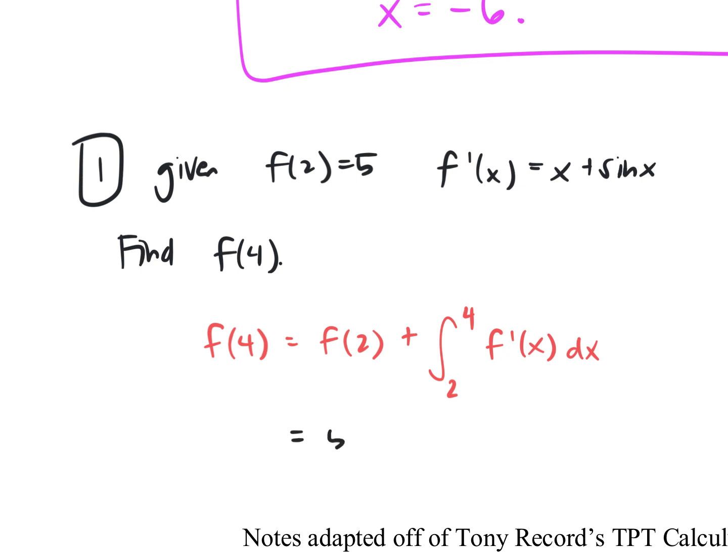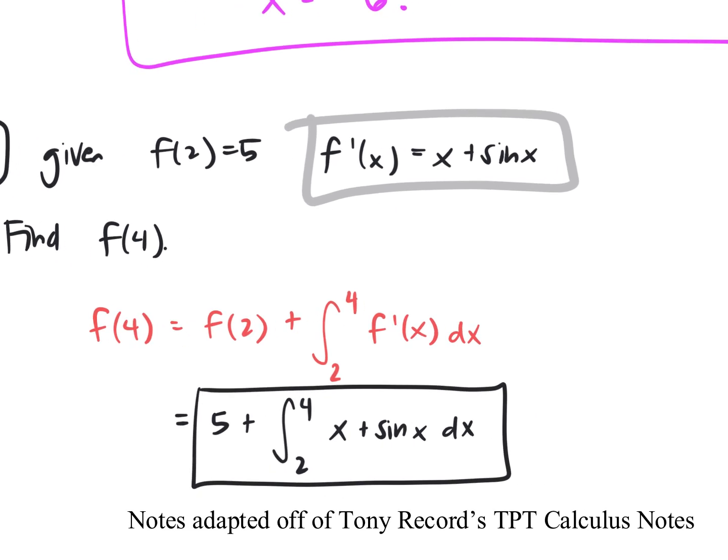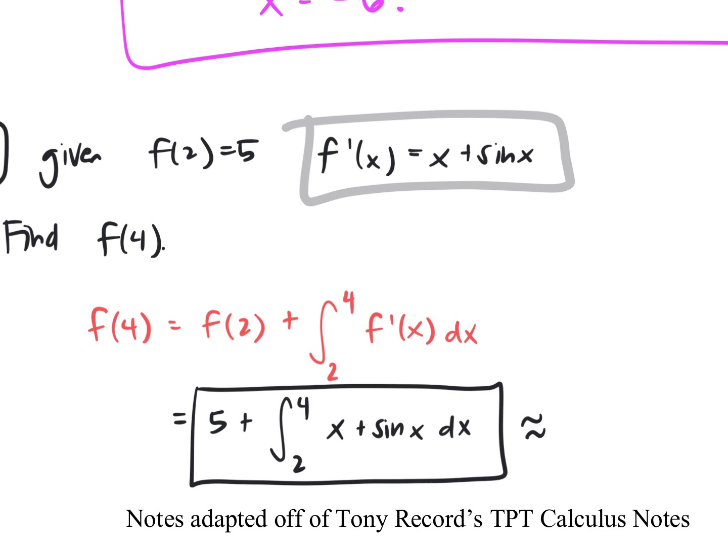This is 5, and then you can type the integral from 2 to 4, and then we're given here the derivative function, so I can go ahead and put in x plus sine of x dx. And if you type this whole thing into your calculator, it's going to end up giving you the answer of approximately 11.237. Now, a few things. You have to be in radians. Okay, if you're not, you will get the wrong answer.